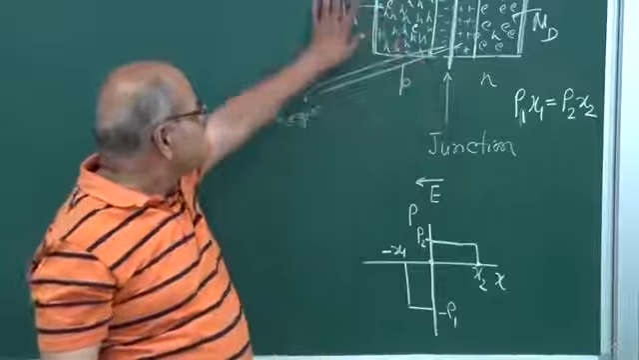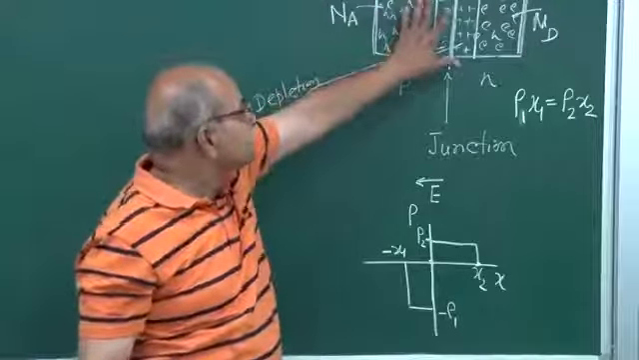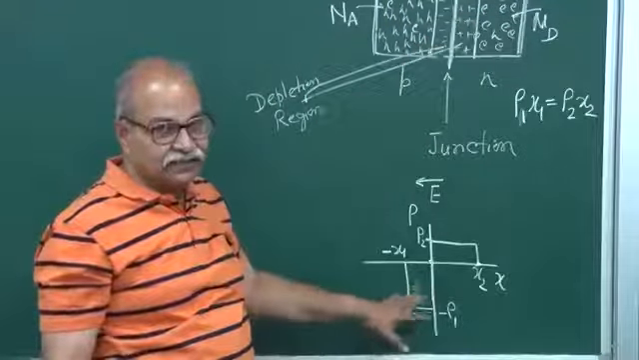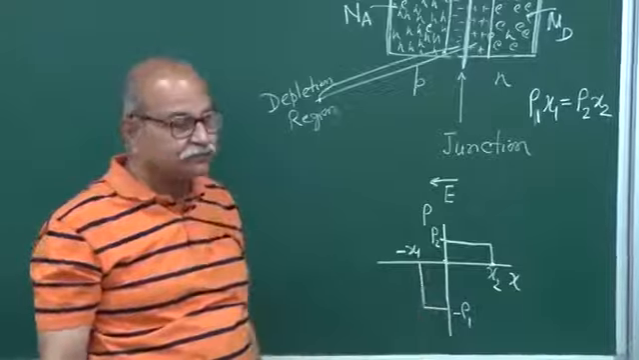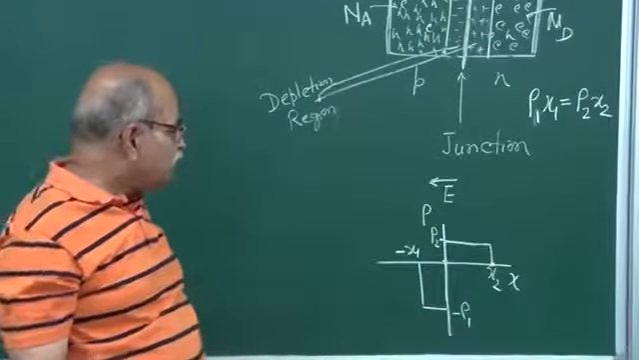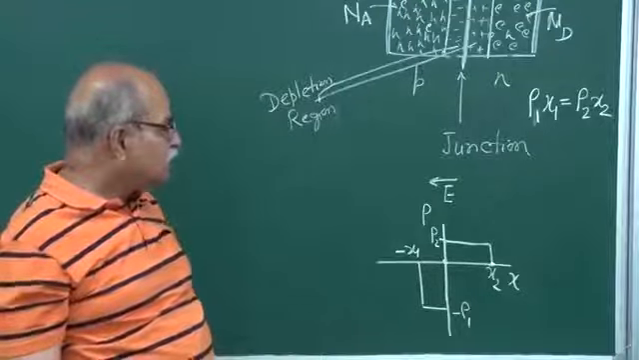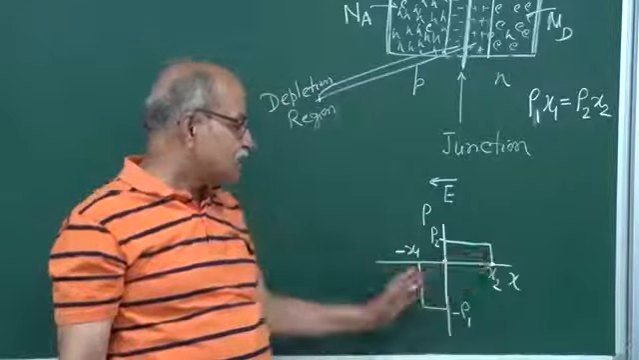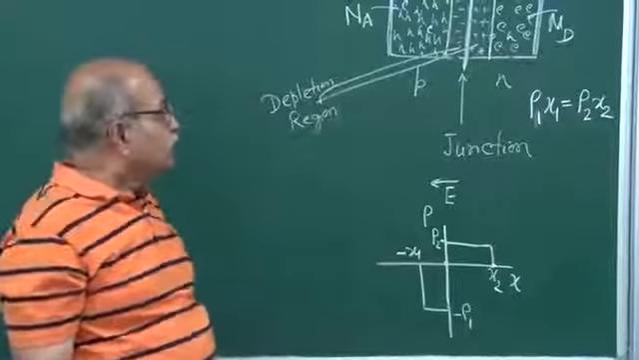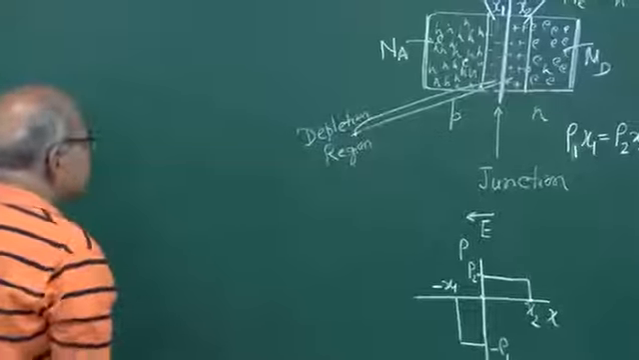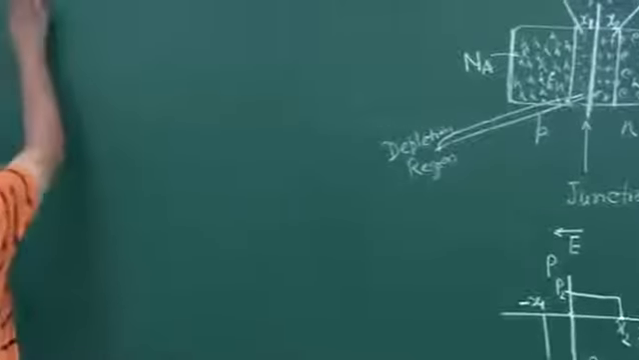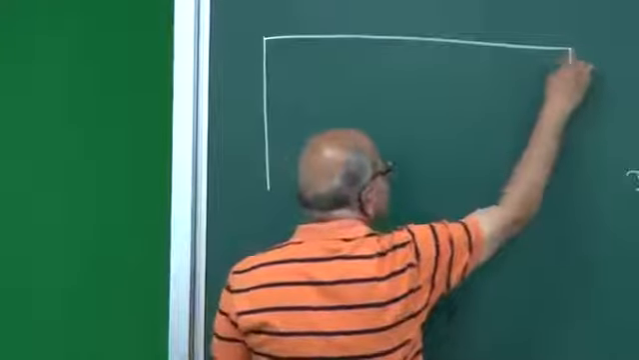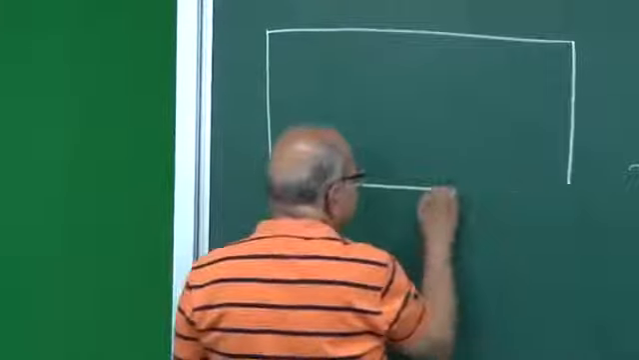So this step function type is of course an approximation, but it's not a very bad approximation. If this dopant density is uniform in A and in D, it should result in this kind of charge distribution. So let me now calculate, if this is the charge distribution, what will be the electric field distribution? How will the electric field vary as a function of x? So let me draw another diagram, and I am only showing you the depletion region.